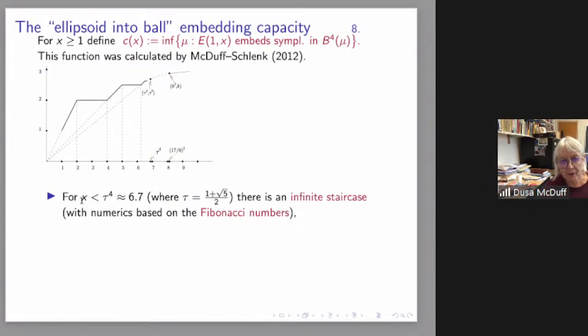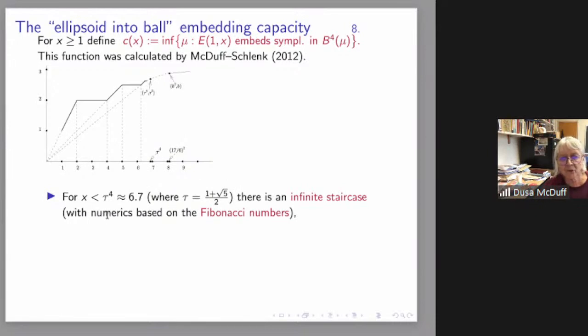But what we found is that if x is less than the golden ratio to the 4th power, we found this infinite set of obstructions, which meant that the function had a very regular piecewise linear aspect, where the numerics are completely based on the Fibonacci numbers. So very definite numbers come in here.